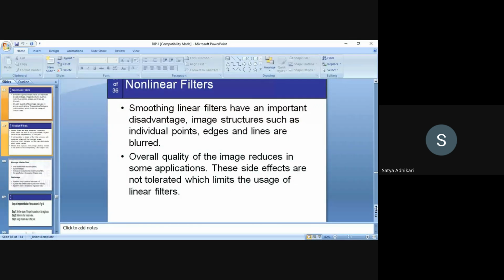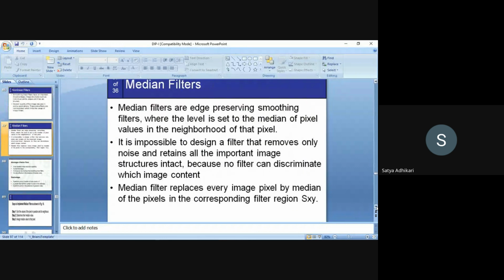So these are the demerits, the drawbacks of linear filters. Let us discuss how the linear filter and nonlinear filter work. This is an example of a nonlinear filter, the median filter.